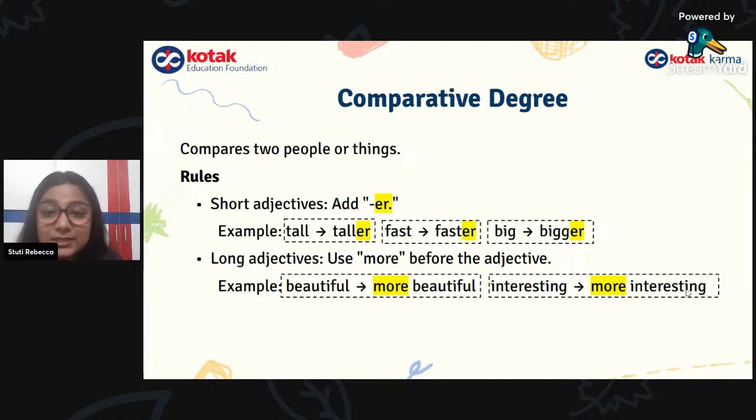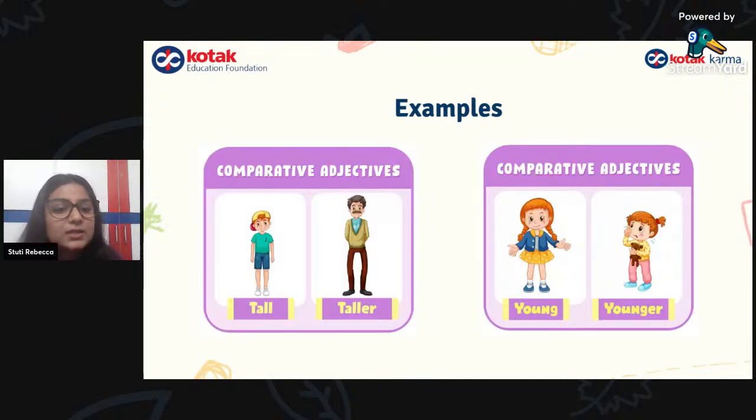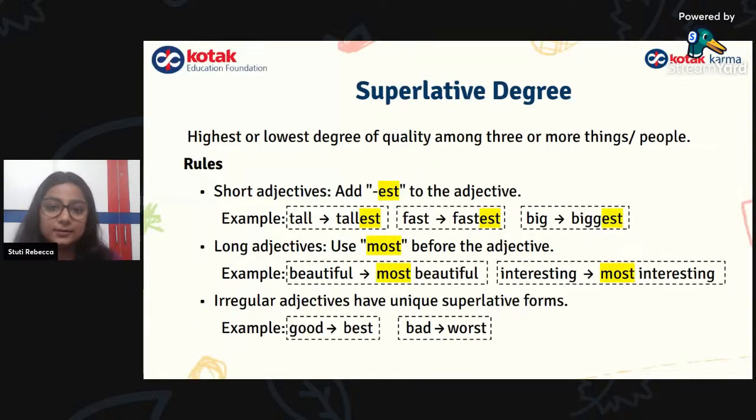Can you write these words in the chat box as I say? Well done, everyone. So these are a few examples of comparative degree. Tall, taller, young, younger. All right. And the next degree of comparison is superlative degree.